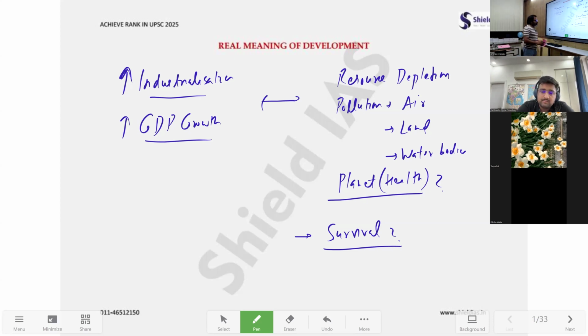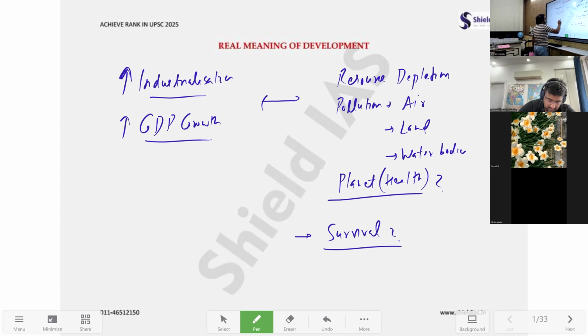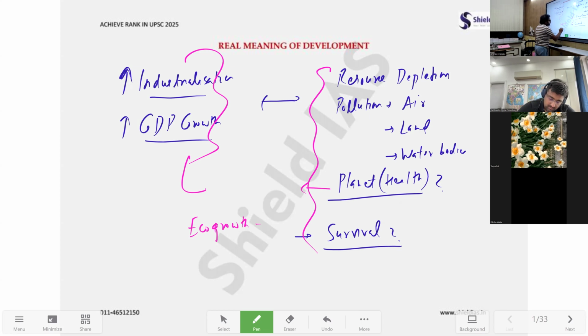So what should development now include? The development should now also take care of the survival of the planet and make it more sustainable. So development does not mean only economic growth. Development means economic growth plus sustainability. Economic growth plus environmental sustainability. Now, this meaning has emerged for development: economic growth plus environment sustainability.